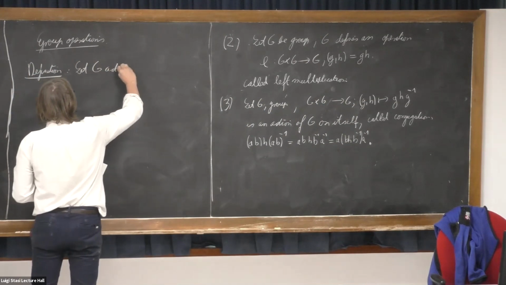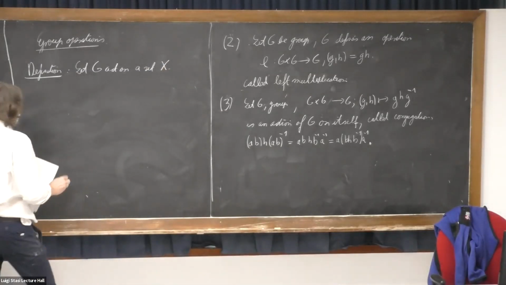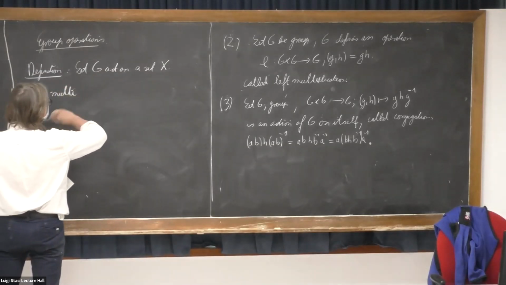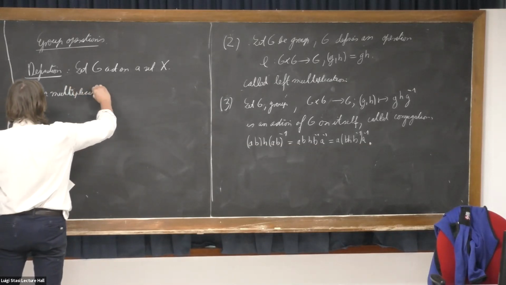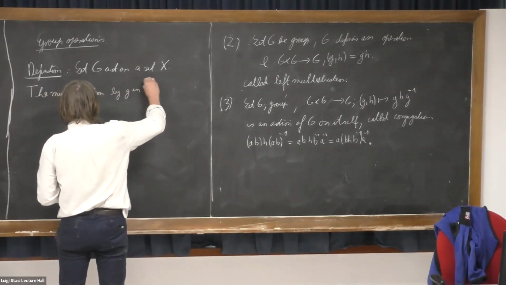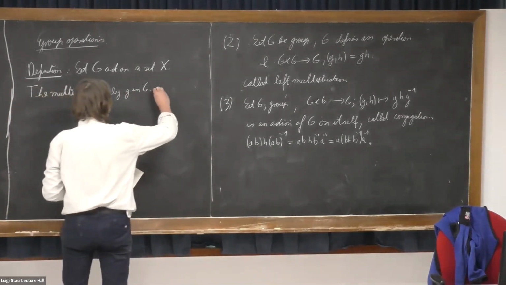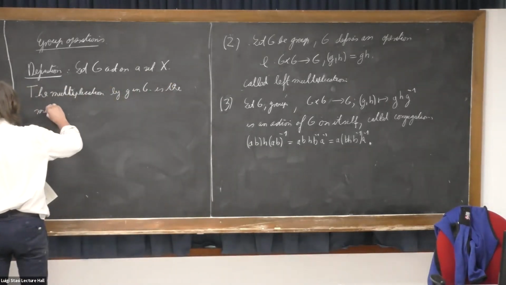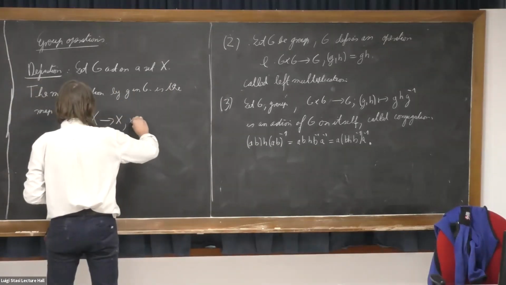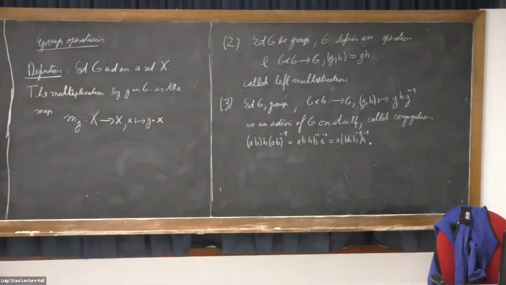Let G act on a set X. Given this action, by the multiplication by G, I mean the action of G on X is the map m_g from X to X, which sends x in X to g times x, the action of g on x.